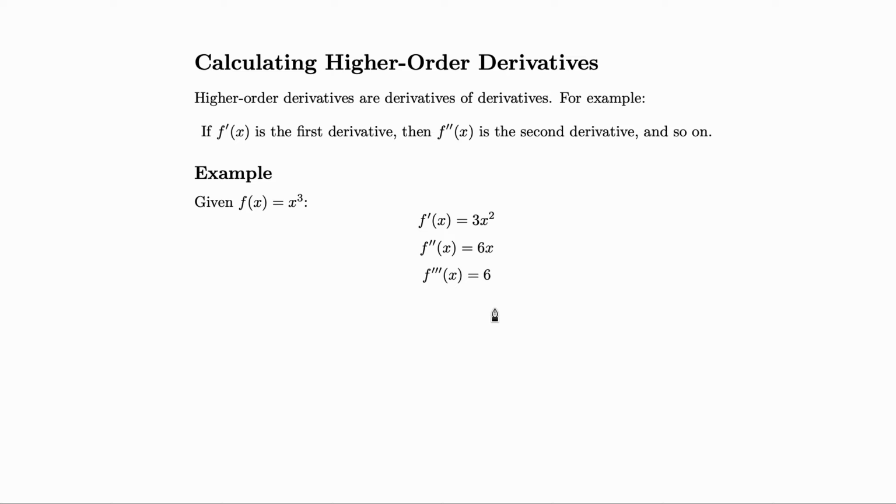This is basically just taking the derivative again and again. So you can see here's an example, x cubed. The first derivative using the power rule would be 3x squared. If we took the derivative of that, we would then get 6x. We could even take the derivative again, and then we would get 6. So it's basically just taking the derivative multiple times.